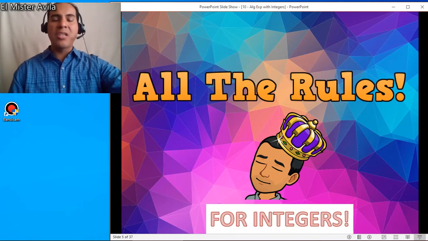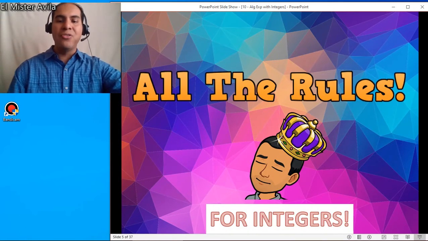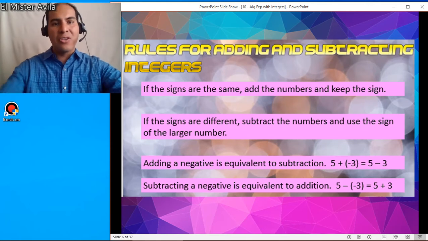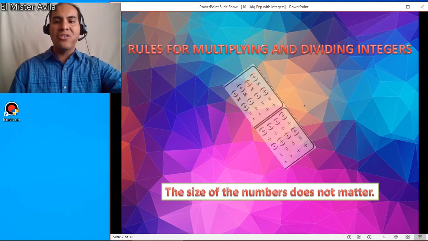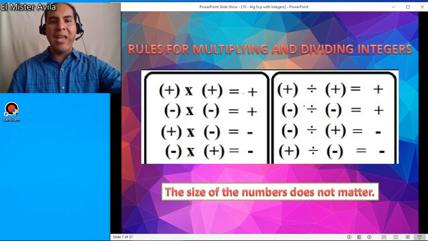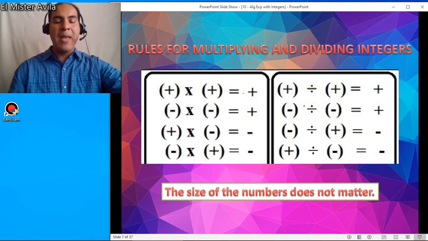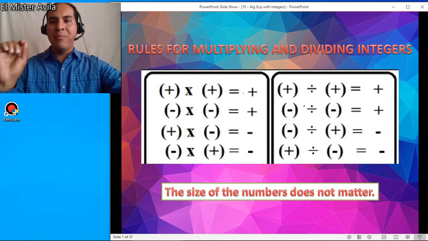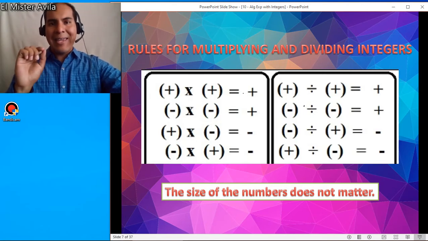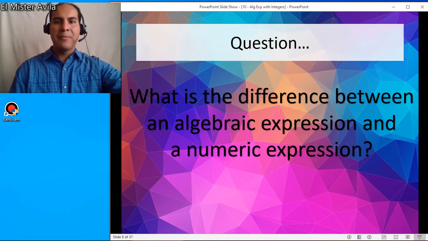In the previous videos, we talked about all the rules for integers, how to add and subtract integers. These are the rules for them. You should have them written down. How to multiply and divide integers. These are the rules for multiplying and dividing integers. Please make sure to understand when to apply which different type of rules, as adding and subtracting, multiplying and dividing integers can be pretty confusing.